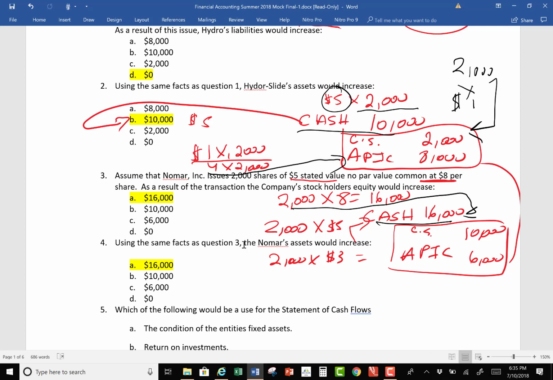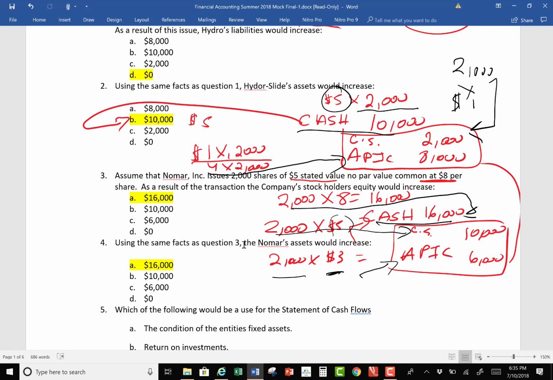Then I have to credit my common stock. Even though it was no par, I still credit the common stock at the stated value, don't I, for 10,000? And then the difference between 8 minus 5, that's $3 left per share times the 2,000, that goes into APIC, right? Easy enough. Where everybody falls apart on this question is they can't get the answer for stockholders' equity.